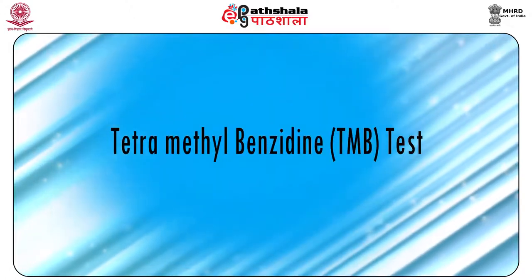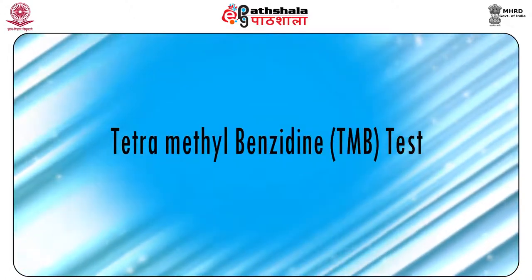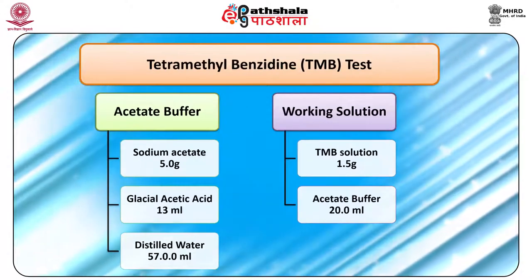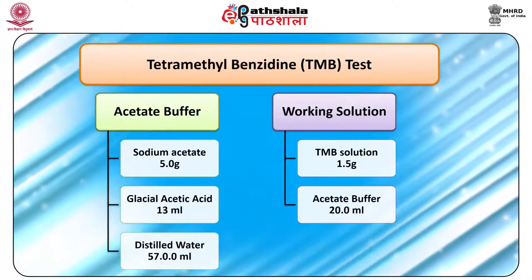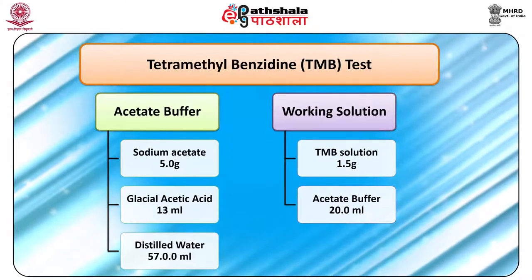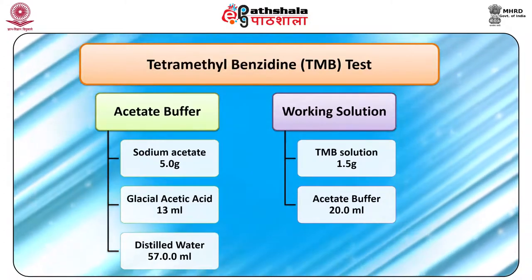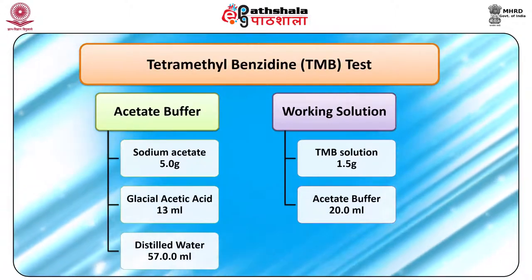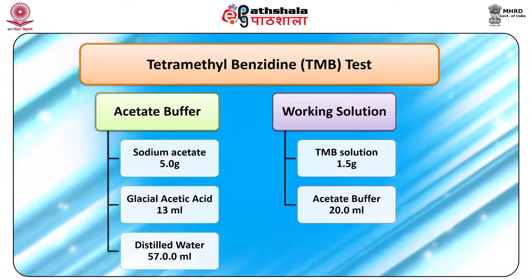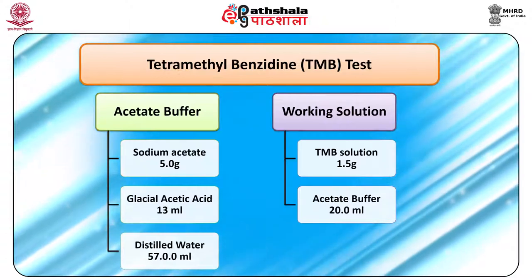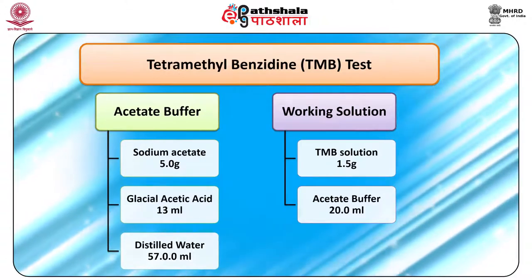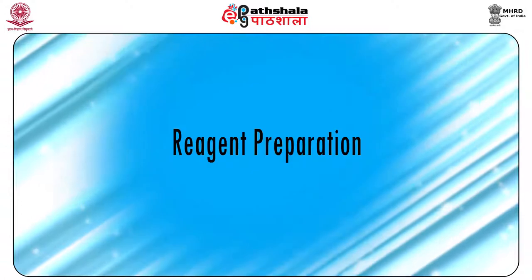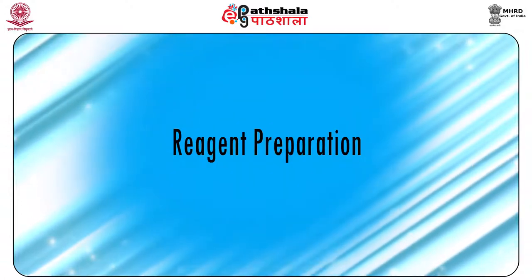Next is the tetramethylbenzidine, that is the TMB test. In this, we use the reagent acetate buffer, that is sodium acetate 5 gram, glacial acetic acid 13 ml, distilled water 57 ml. Then we also make a working solution in which we use TMB solution 1.5 gram and acetate buffer 20 ml. Now let us go through the reagent preparation.